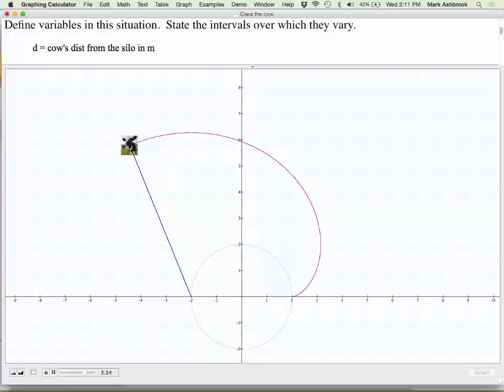Okay, so D. I called it D. D equals the cow's distance from the silo in meters. Is it changing? Absolutely. Next, speed. What do you want? We're defining variables. S equals?